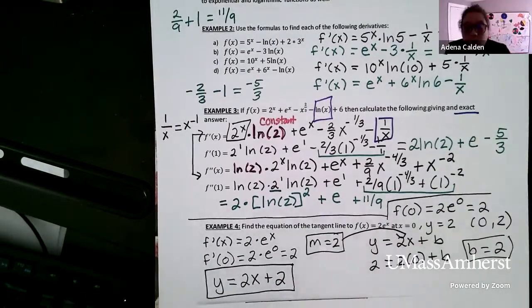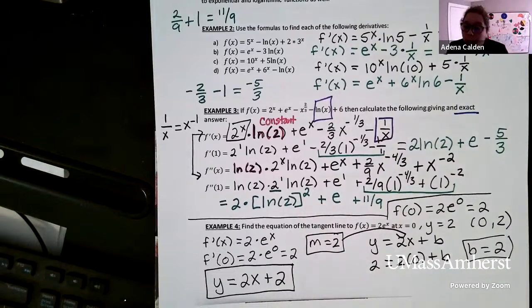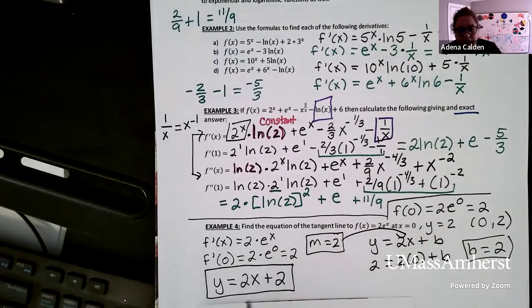plus 2. So remember, your ultimate goal is a linear function. We're finding the equation of the tangent line. So you shouldn't have anything like x squareds or e to the x's in your final answer, because we're looking for the linear function to represent the tangent line.